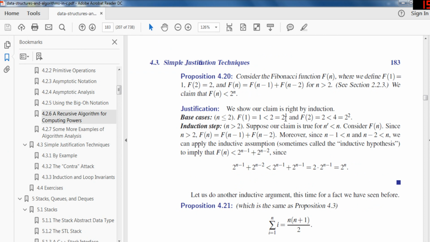Let's say we have a Fibonacci function f of n, where we define f of 1 equal to 1 and f of 2 equal to 2, and then the function is this, right? For n greater than 2. We claim that f of n is less than 2 to the n. Well, you could do this by induction. So first, in our base case, n is less than or equal to 2, right? f of 1 is equal to 1, and you show that the first case is true, okay?